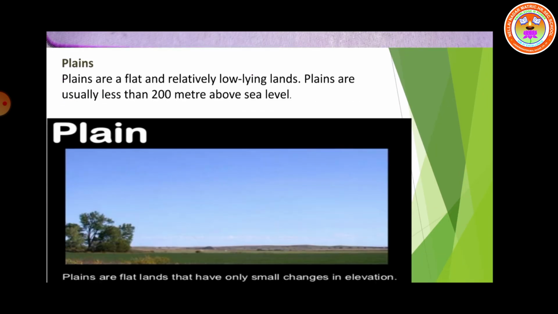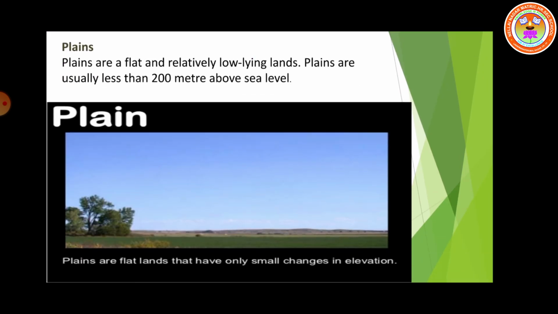Next we have plains. Plains are flat and relatively low-lying lands. Plains are usually less than 200 meters above sea level. Sometimes they may be rolling or undulating. Most plains are formed by rivers and their tributaries and distributaries. These plains are used extensively for agriculture due to the availability of water and fertile soil.